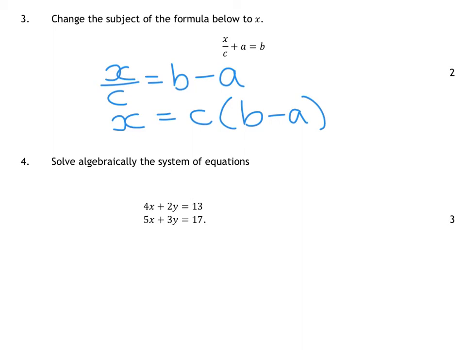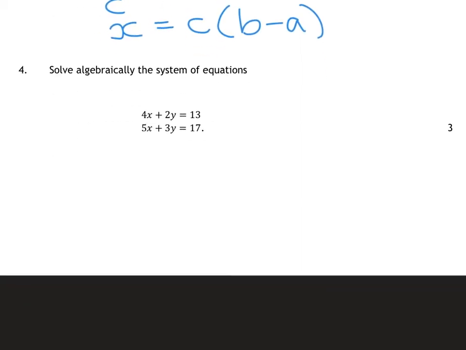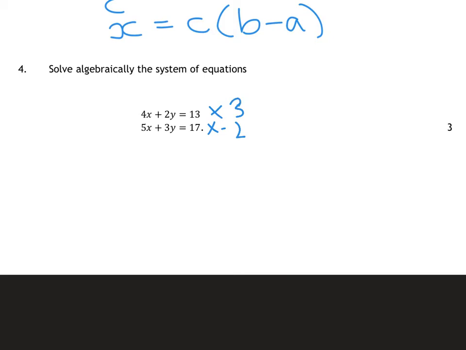Question 4 is a lovely, straightforward simultaneous equations. You don't have to make them up. You don't have to do anything. They're just there for you. So first thing I do is I always try and get the middle numbers the same, but one a plus, one a minus. So I'm going to times the top one by 3 and the bottom one by minus 2.